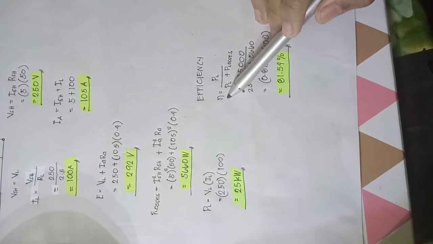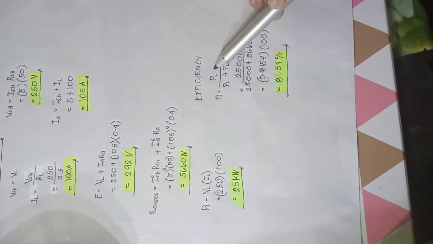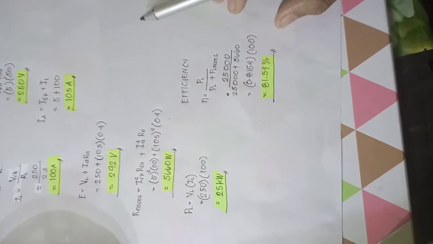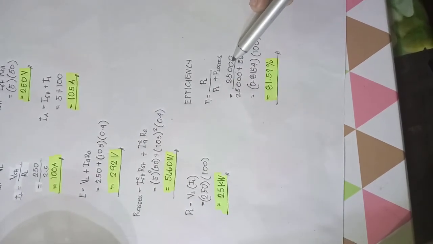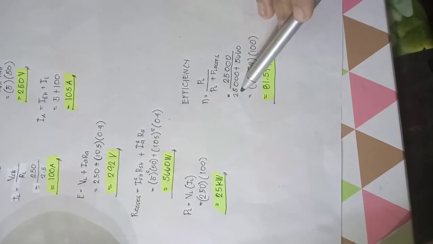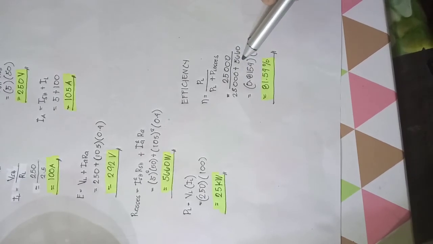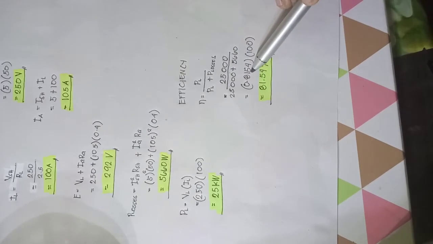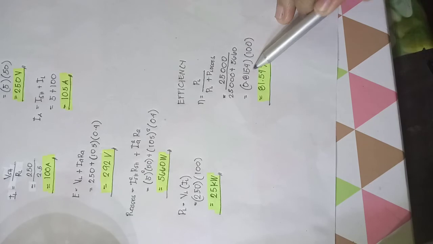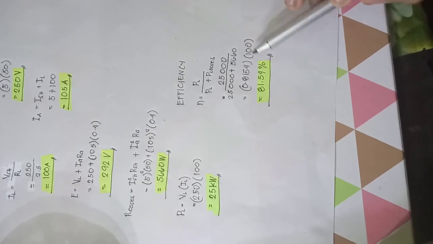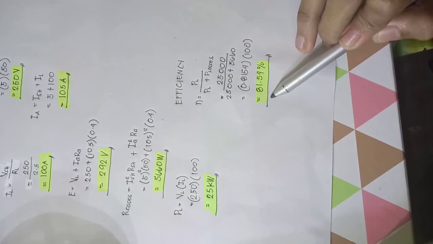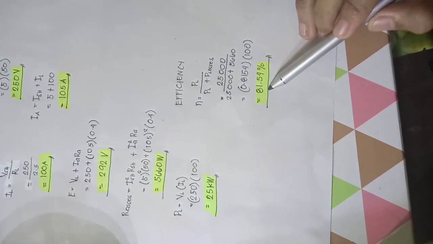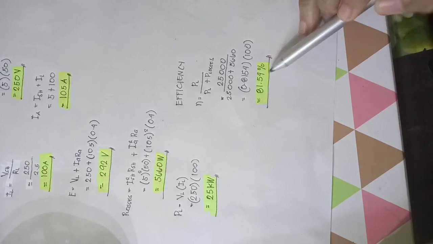So we have eta is equal to the power of the load over the power of the load plus the power of the losses. So we have 25,000 over 25,000 plus 5,660. So we have 0.8154. We need to multiply it by 100. So now we get the efficiency, which is 81.54%.